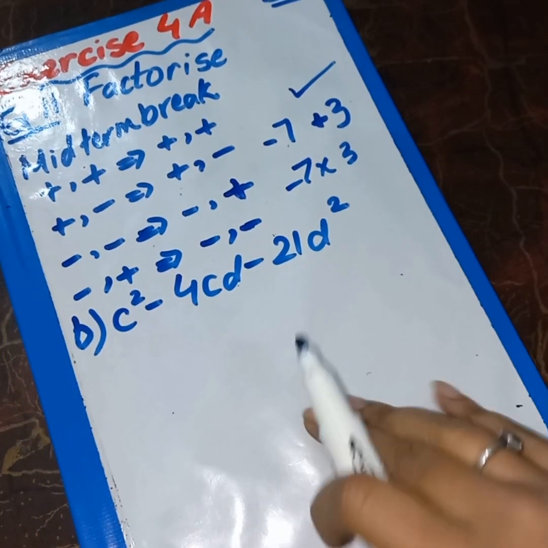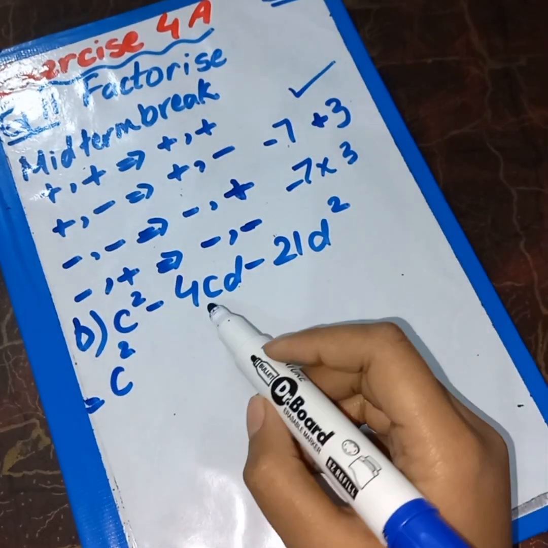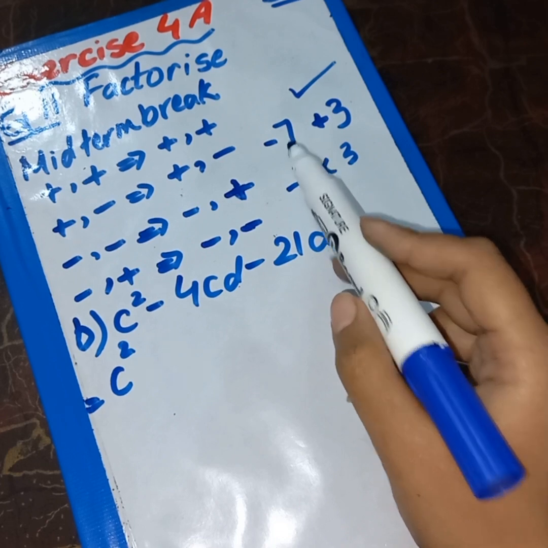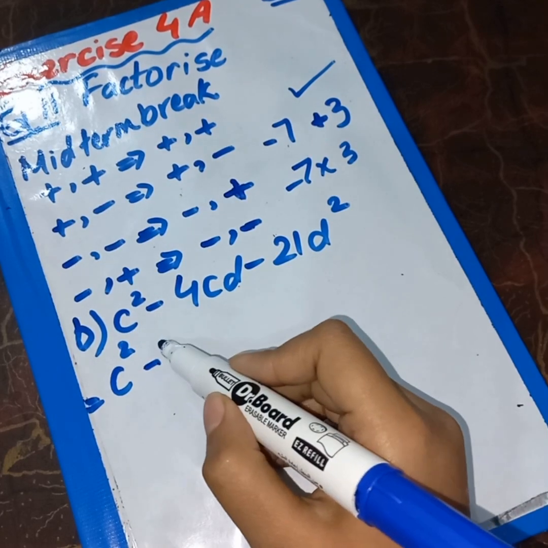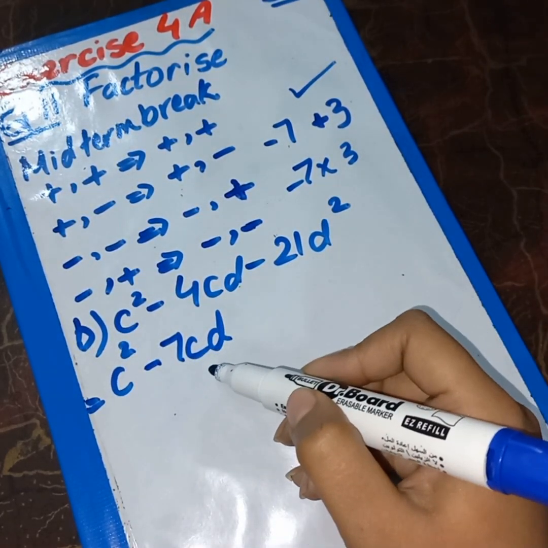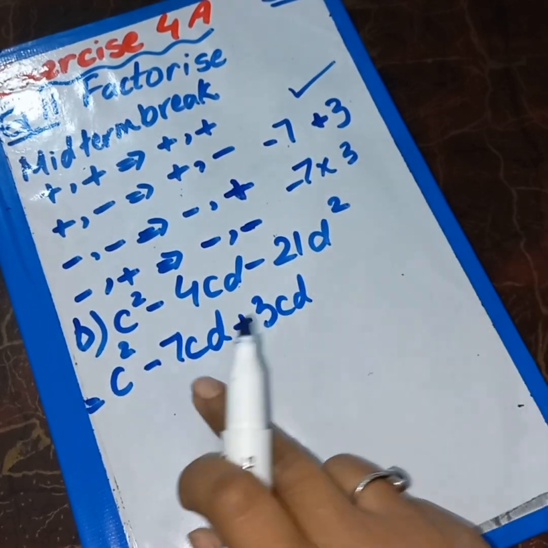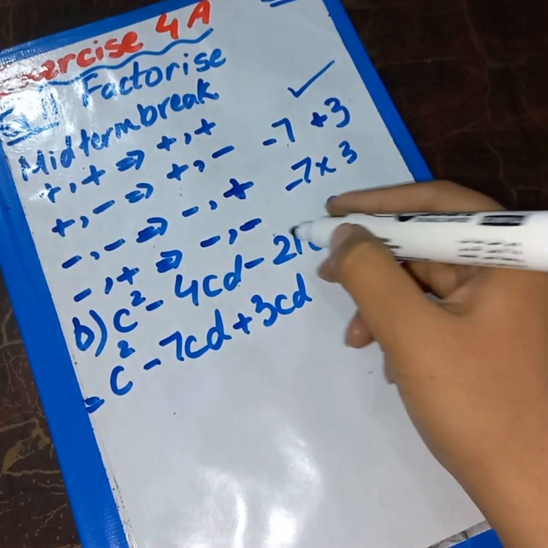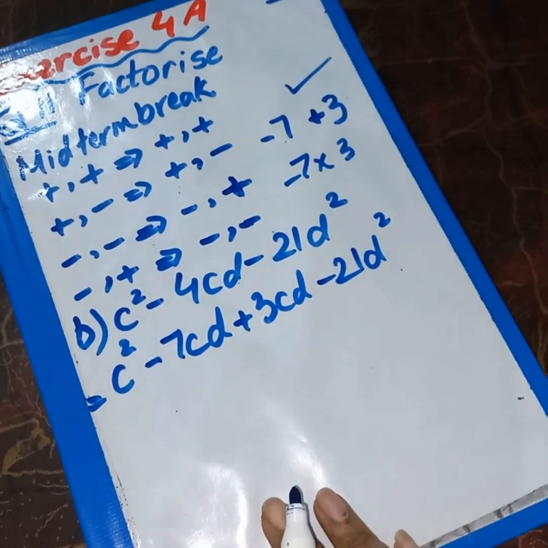So let's write it in the middle term break form, like c square as it is. Then as I am breaking the middle term, with the pair which I have chosen, I will use the variables of the middle term as well. Like if I am writing here minus 7, its variable I will write here cd. Then plus 3cd. Solve in your mind and you will find minus 4 here. Then this minus 21d square will come down as it is.